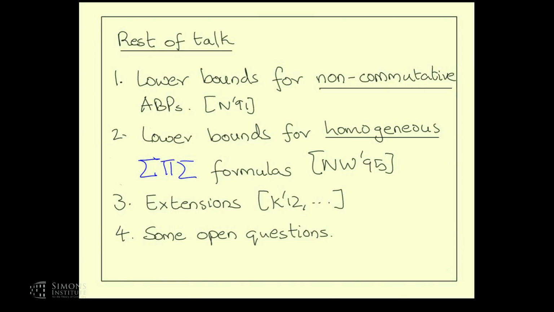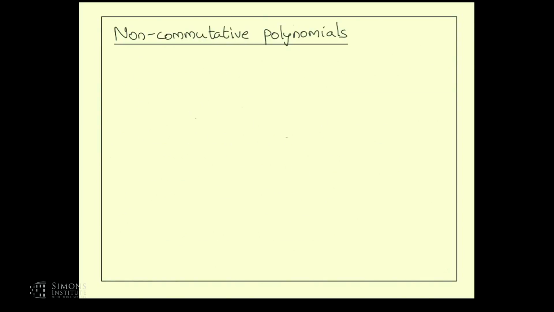Right. So the second thing we'll do is lower bounds for homogeneous sigma pi sigma formulas. Again, I briefly described homogeneous last time, but I'll go through it again. And there's a lower bound due to Nisan and Wigderson. Then we'll discuss some extensions of the Nisan-Wigderson method for proving lower bounds, and I'll end with some open questions. So let's start with the non-commutative lower bound.